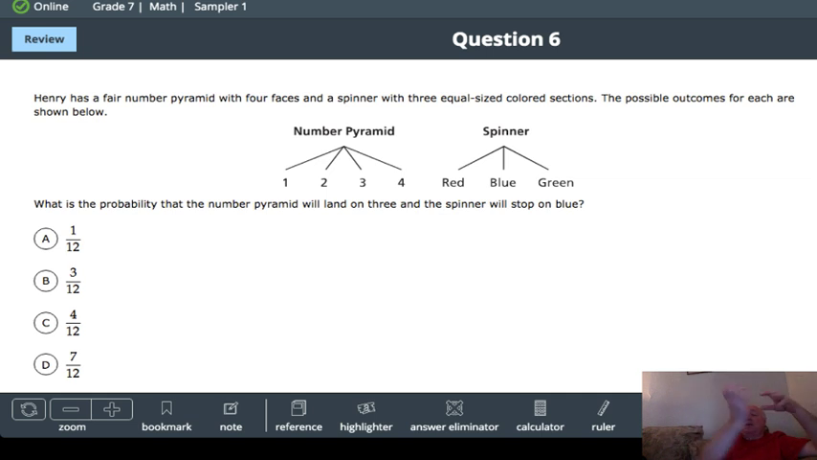sides. So imagine a base of a pyramid, a triangular pyramid. Okay, that has 3 faces and the base. So there's only 4 sides to it, and each side is numbered. So now that we understand that, there's 4 choices there, and there's 3 for the spinner.